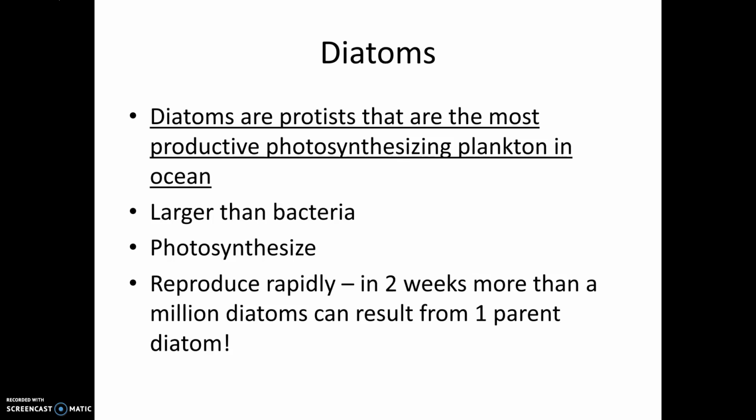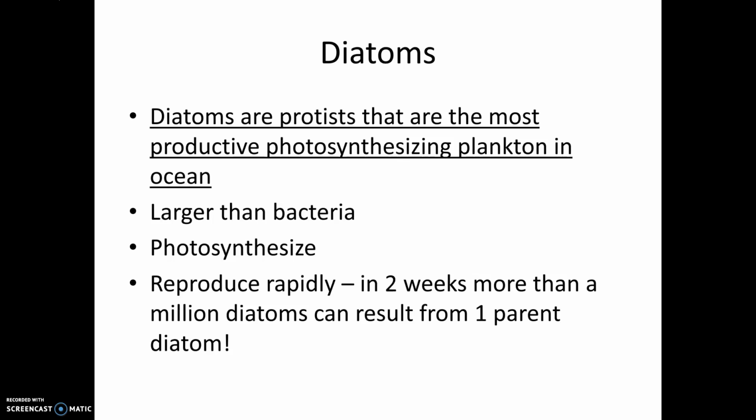They are slightly larger than bacteria, and they are going to photosynthesize. As we know, they're most productive. And another important thing is that they reproduce very rapidly. So in 2 weeks, there's going to be more than 1 million diatoms coming from one single parent. So obviously that reproduction rate is very high.